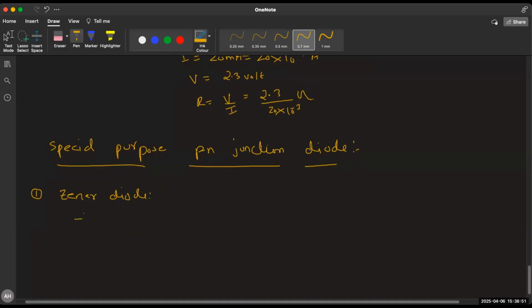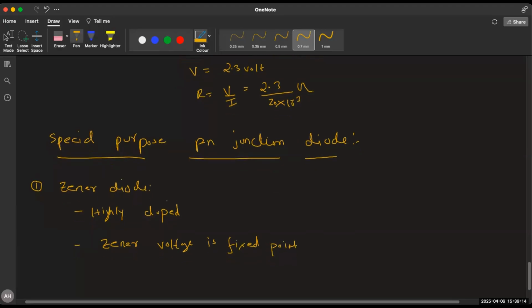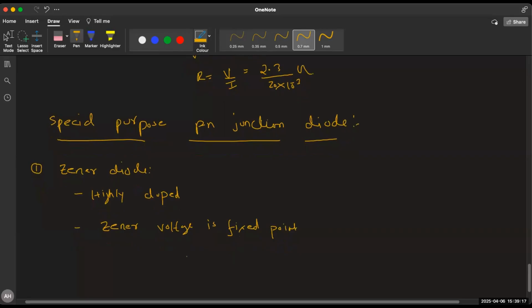In the Zener diode, the modification is that it is highly doped as compared to a normal diode. Due to high doping, its Zener voltage is constant. Zener voltage is a fixed point. In a real diode, Zener voltage is not a fixed point, it can change, but for a Zener diode, Zener voltage is a fixed point. This is used as a voltage regulator.